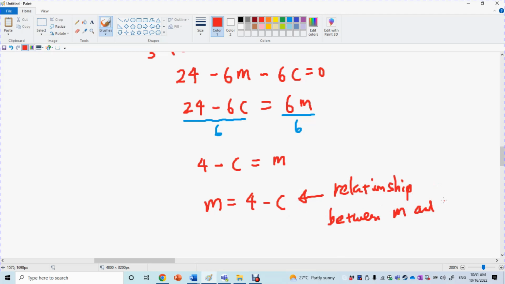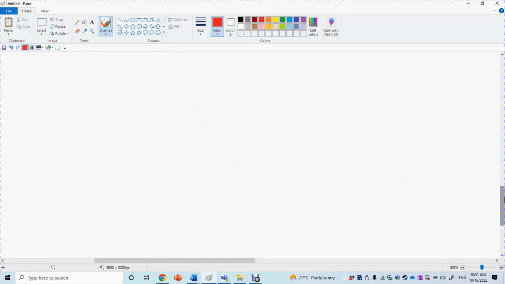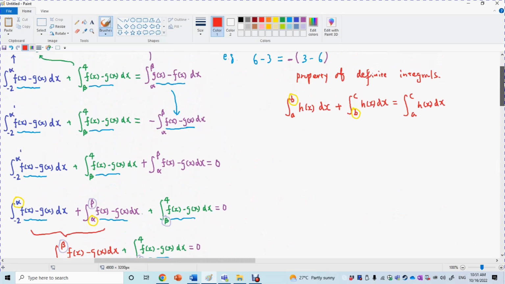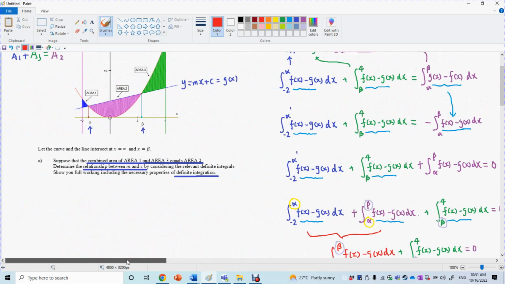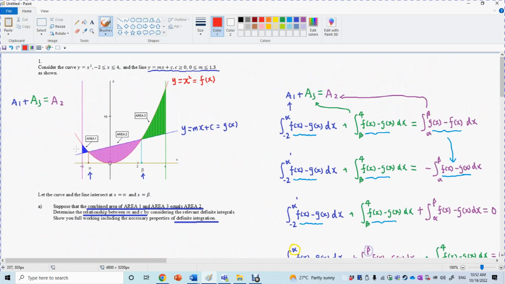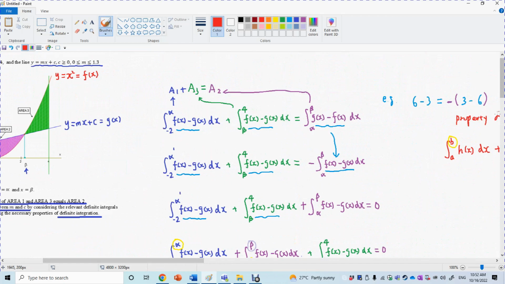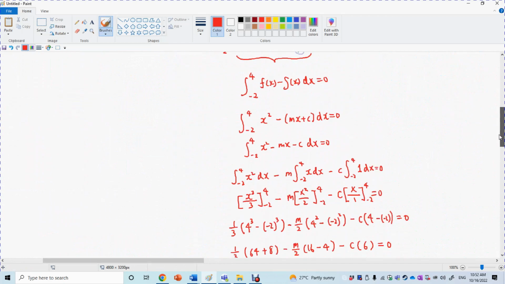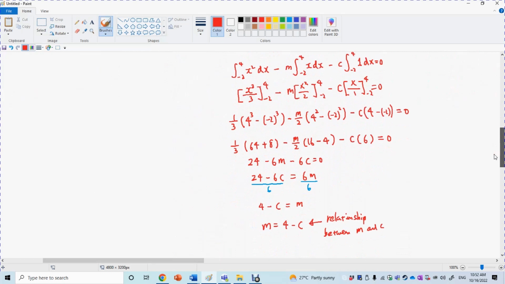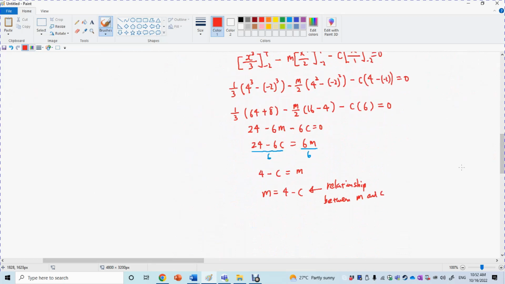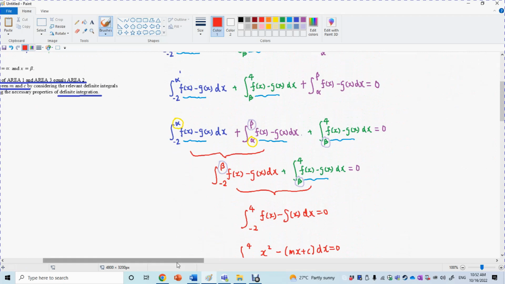How remarkable it is that from just the information that the two areas equal the one under the straight line, you can go all the way from three integrals to one, then simplify all the expressions, and you will get m in terms of c. That's pretty much what we need to do for part A of this problem solving question.